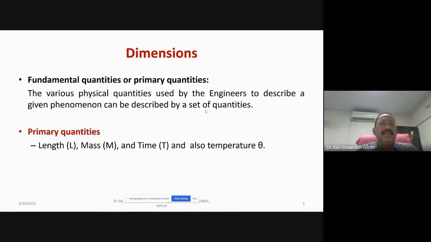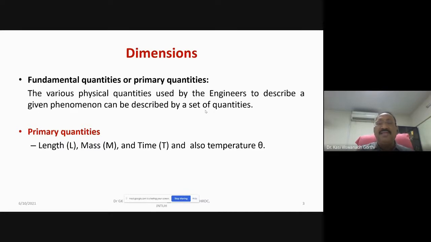So to carry out this, we take the fundamental quantities. These fundamental quantities also are called primary quantities. The various physical quantities used by engineers to describe a given phenomenon can be described by a set of quantities. For example, mass, length, and time are considered to be the fundamental quantities in the MLT system.